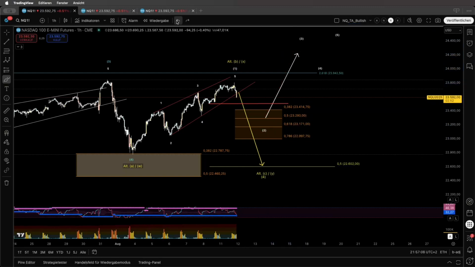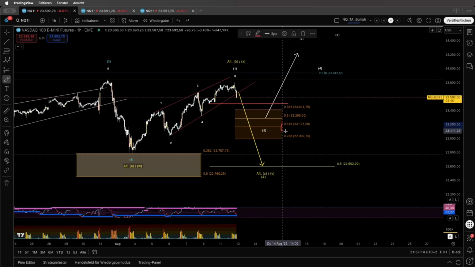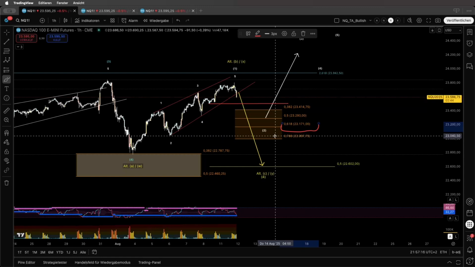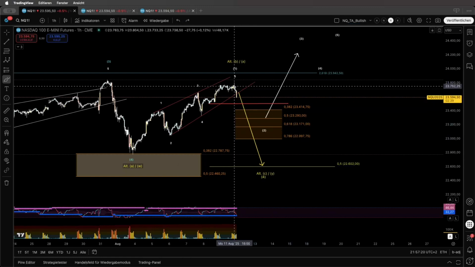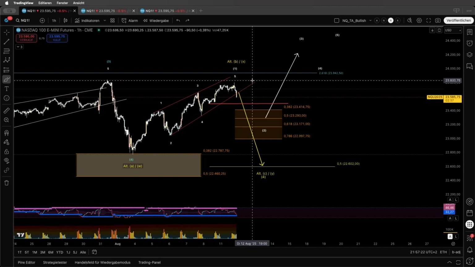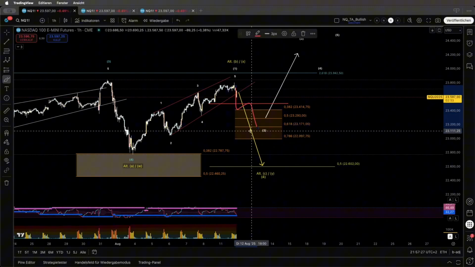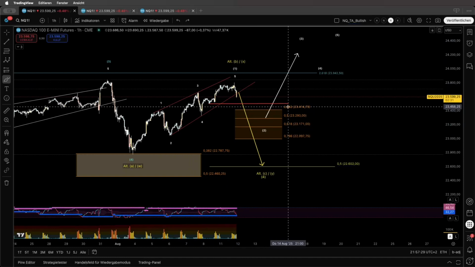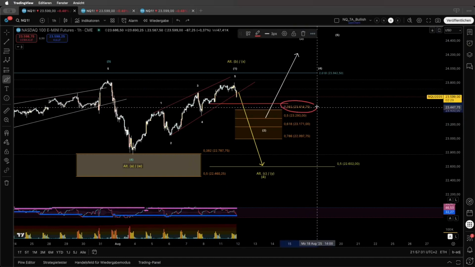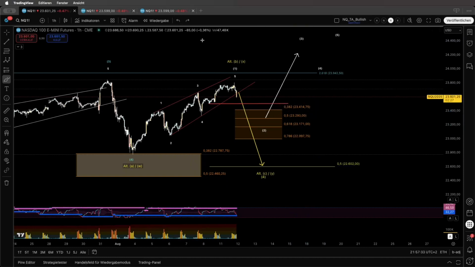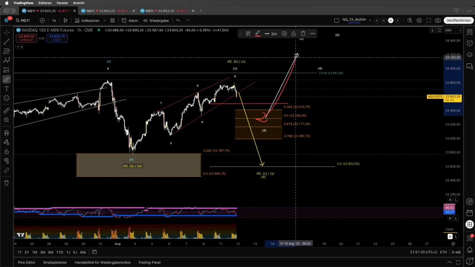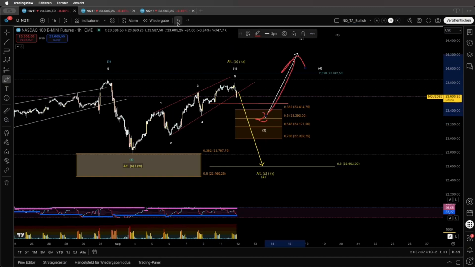FIB targets at the moment are for the retracement between the 38.2 at 23,414 down to the 61.8 at 23,171. I do expect this pullback to be a sharp pullback, because after a leading diagonal to the upside that finishes wave 1, we expect a quick dump, and often after a leading diagonal, the 38.2 FIB retracement is a good target area for a wave 2 with afterwards continuation to the upside.